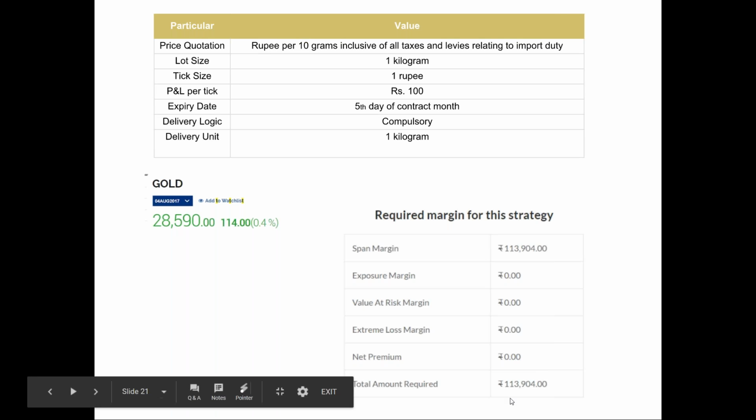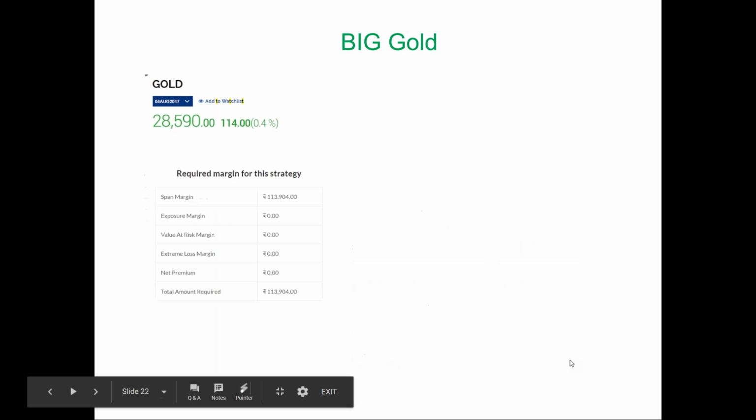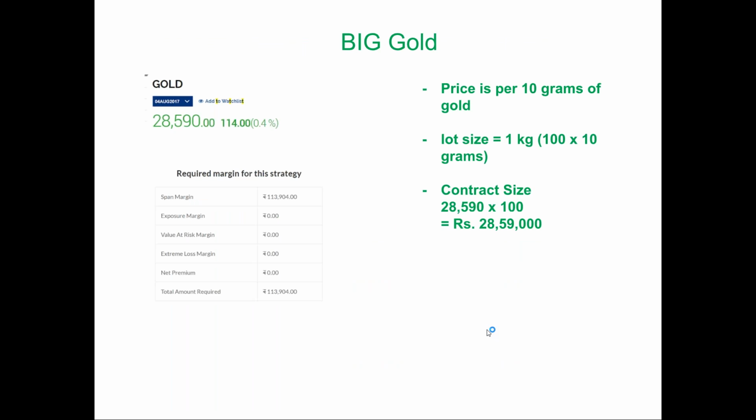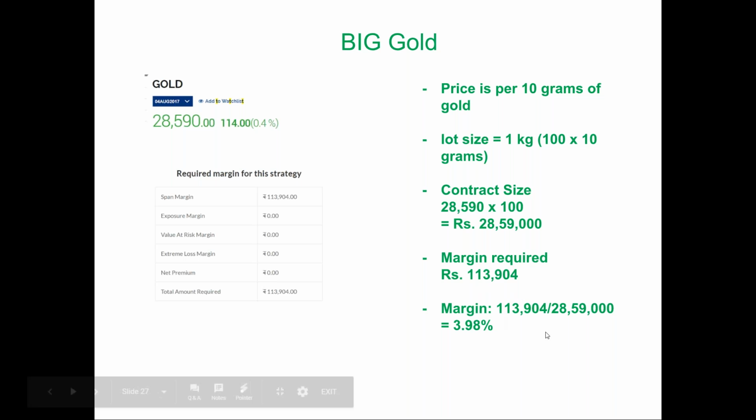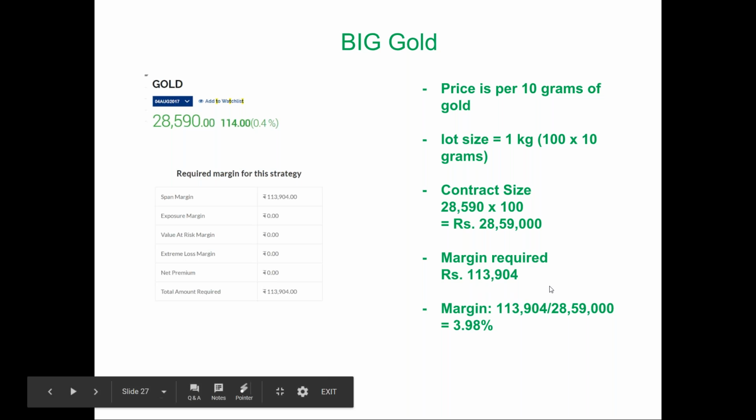Now, how much margin do I actually have to put up? Well, with Upstox Pro, you have to put up 1.14 lakhs for one lot. So basically, what this comes out to is right around 4%. Does that make sense? Because the actual amount being transacted is 28.6 lakhs, but I have to put up 1.14 lakhs for one lot.